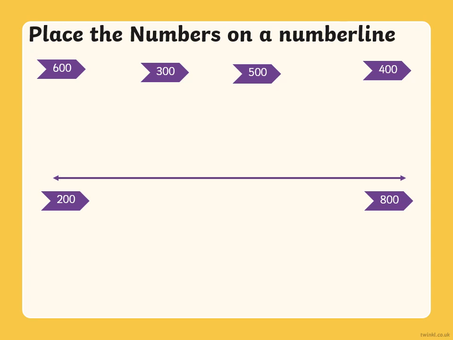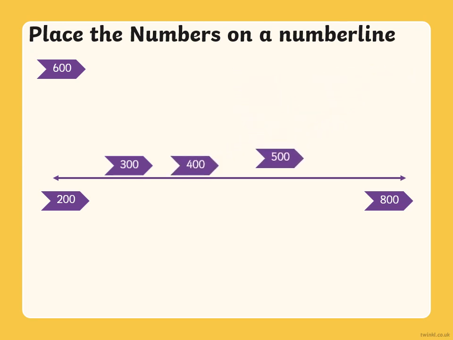All right, so we've got the numbers 600, 300, 500, and 400. So let's pop out 300, 400, 500, and 600. So they're going from the smallest to the largest, and I bet you guys did really well with that. Give yourselves a big tick if you got that right, and if not, that's okay. This is all practice and we'll get there.